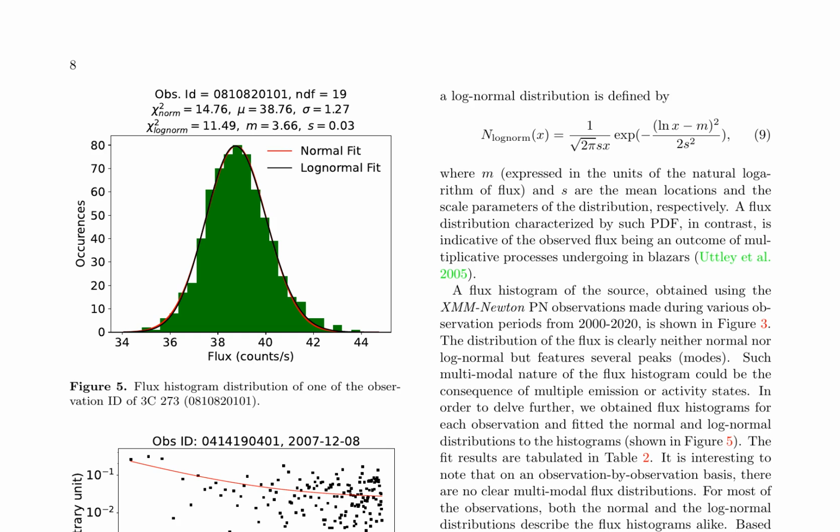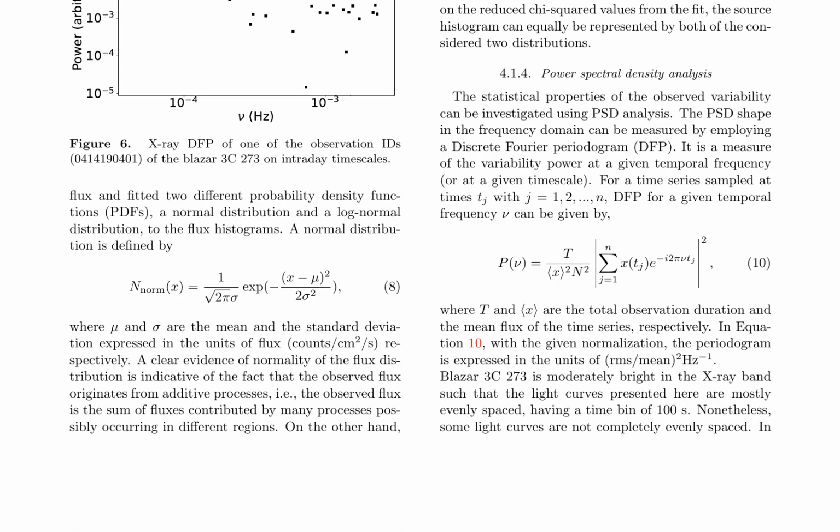The flux histogram, shown in Figure 5, exhibits a multimodal nature, suggesting multiple emission or activity states. However, when fitting normal and log-normal distributions to the histograms for each observation, both distributions describe the flux histograms similarly, with no clear multimodal flux distributions. The fit results are presented in Table 2, showing reduced chi-squared values that indicate both distributions can equally represent the source histogram. The authors also perform power spectral density (PSD) analysis to investigate the statistical properties of the observed variability.